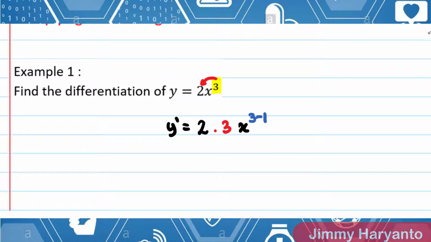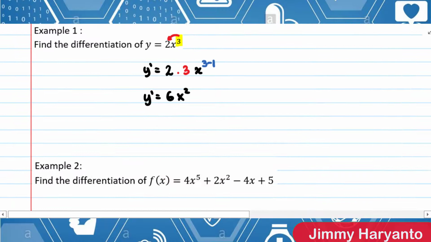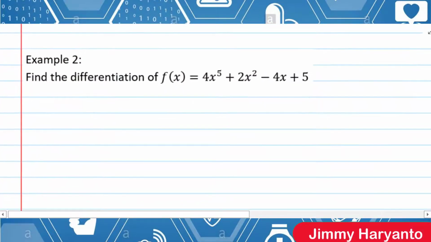Differentiation in Indonesian, in bahasa, is turunan. Turunan means the power is brought down by 1. Pakai bahasa Indonesia lebih enak ya, turunan kurangi 1. Jadi caranya adalah pangkatnya ke depan, terus pangkatnya kurang 1. So y prime will be 6x squared. There you go. And I believe that you already learned this in physics, so I will not explain more.